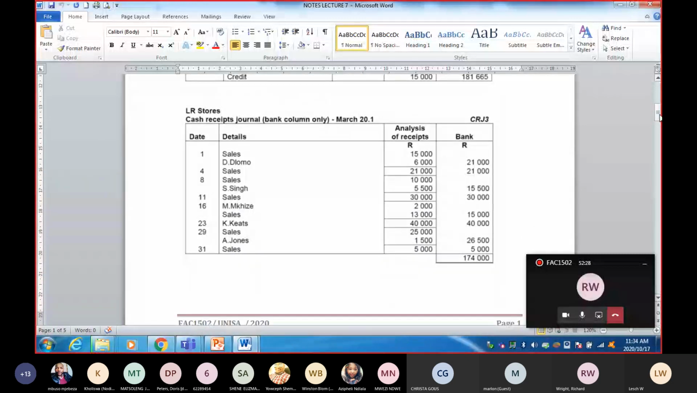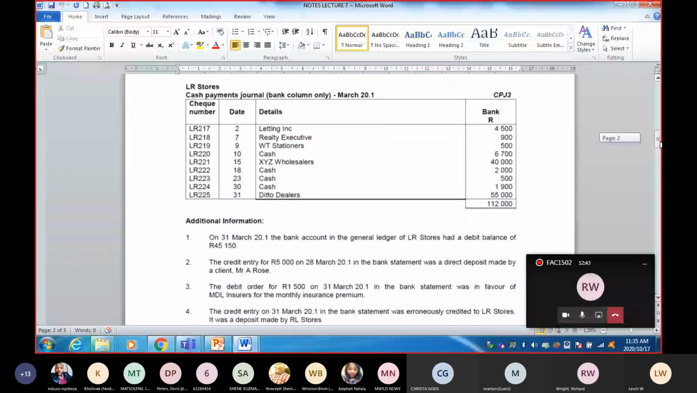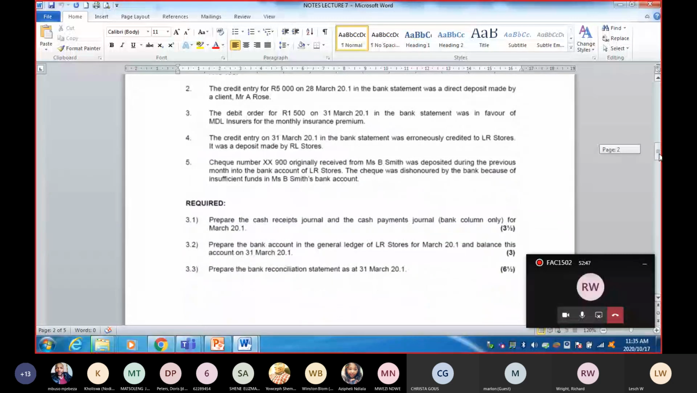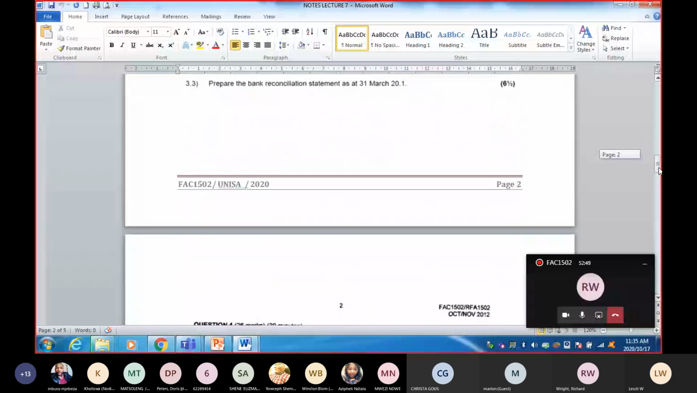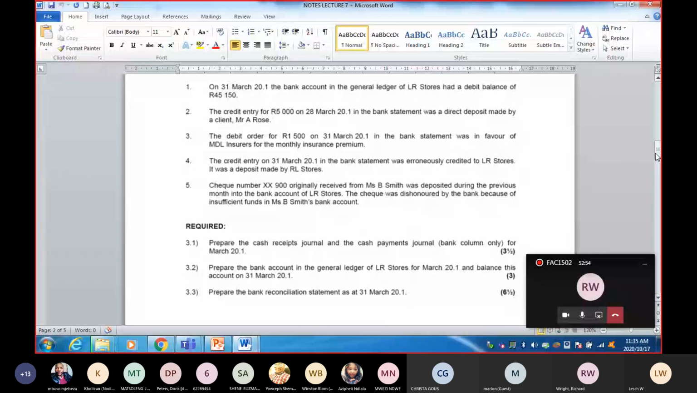Then we have a cash receipts journal. That is the cash receipts journal of LR Stores. On the next page is our cash payments journal, and we will have additional information there. Go to your required, which indicates that you must prepare a cash receipts journal, a cash payments journal, a bank account in the ledger, and a bank reconciliation statement.